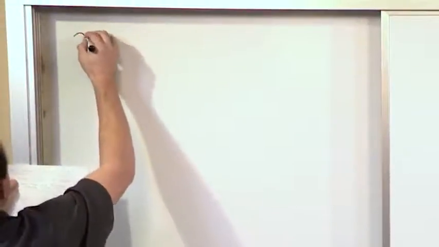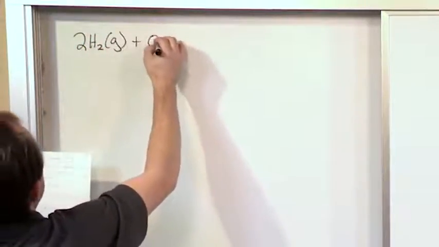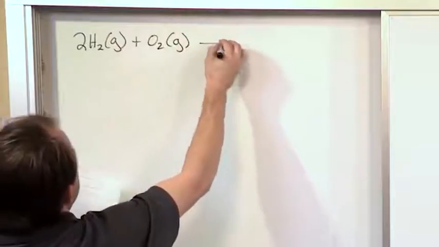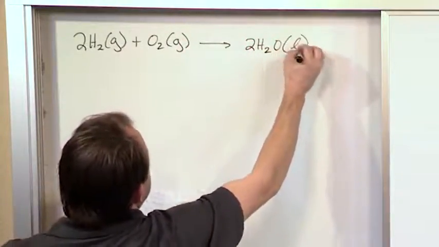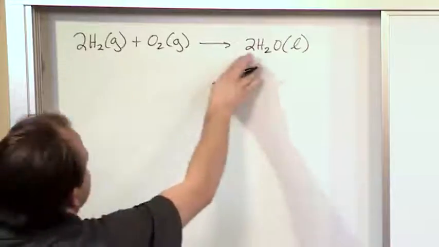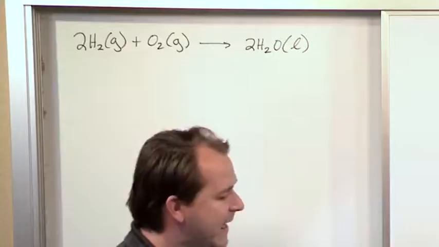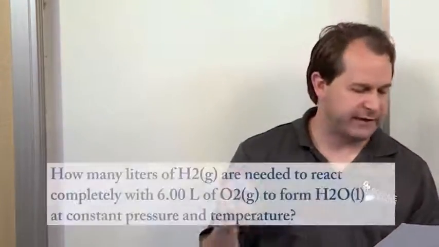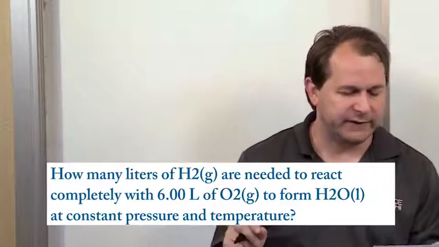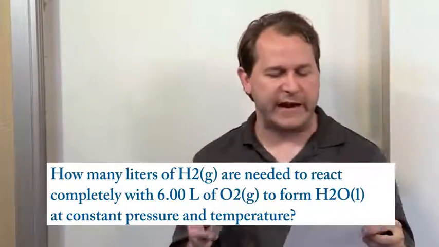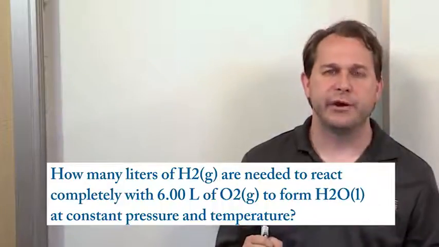All right, now for the first problem that we're going to do here, we'll use the following reaction: 2H2 gas plus O2 gas. Very common reaction, right? Yields 2H2O, and that's a liquid. Now this is balanced. You can see 4 hydrogens, 2 oxygens, 2 oxygens. Okay, so the question is, how many liters of hydrogen gas are needed to react completely with 6.00 liters of oxygen gas to form H2O liquid, which is liquid water, at a constant pressure and temperature?